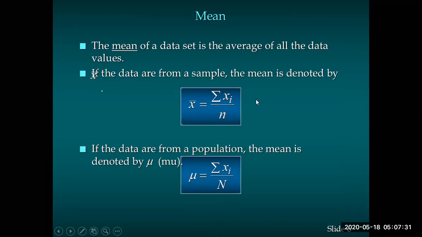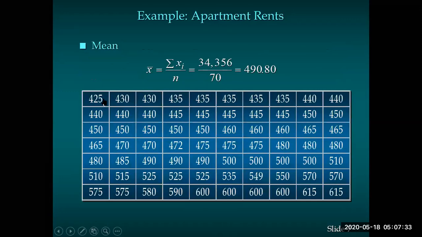So this is how the mean is going to be computed. Let's do it now. Sum all the numbers. The sum of all these numbers is 34,356, divided by 70, which is the number of observations. So the average rental value is 490.80. This is the numerical center of the data, the arithmetic mean.